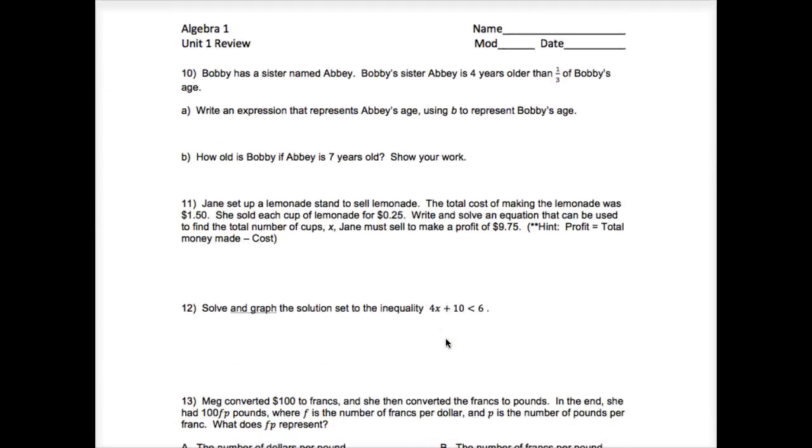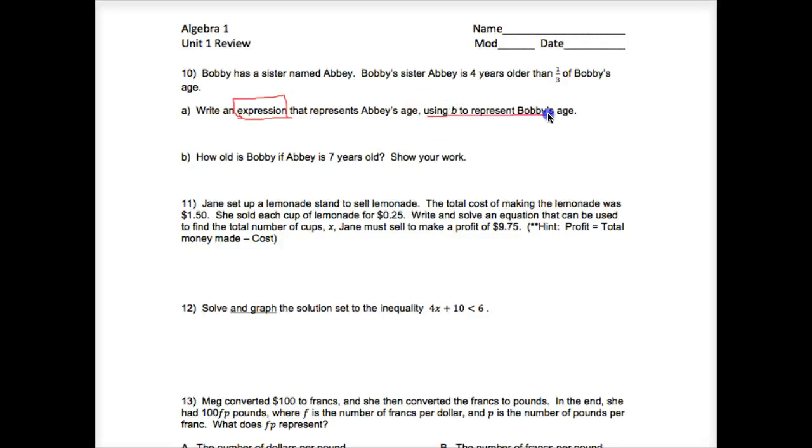All right, almost there. Number 10, Bobby has a sister named Abby. Bobby's sister is 4 years older than 1/3 of Bobby's age. Write an expression that represents Abby's age using B to represent Bobby's age. Here's something that's really important that I've said a bunch of times, but people are still messing up, so I want to point it out again on the video. When it says write an expression, that means numbers and variables.